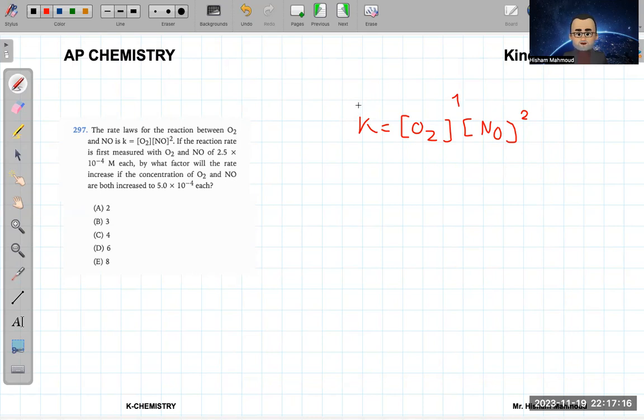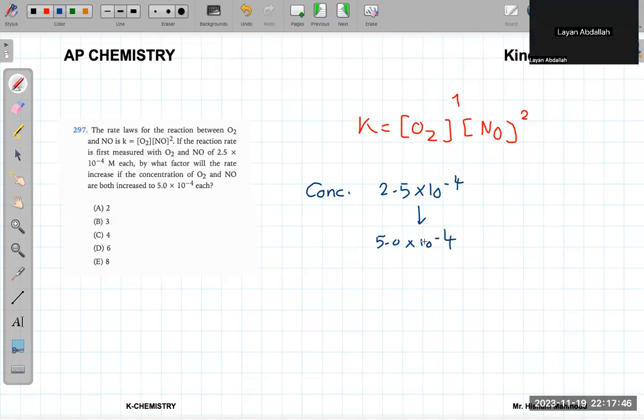So, okay. What did he change? He changed O2 and NO2, both of them. This is first order and this is second order. By what factor will the rate increase if the concentration in both of them is increased? What happened to the concentration? It changed from 2.5 multiplied by 10 to the power of minus 4 into 5 multiplied by 10 to the power of minus 4. This is multiplying by 2, so the concentration is doubled.